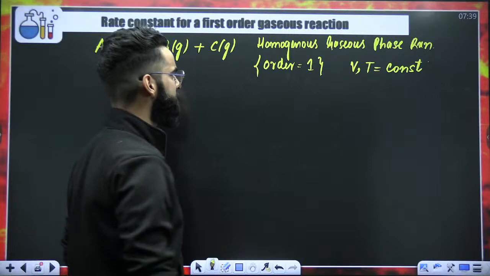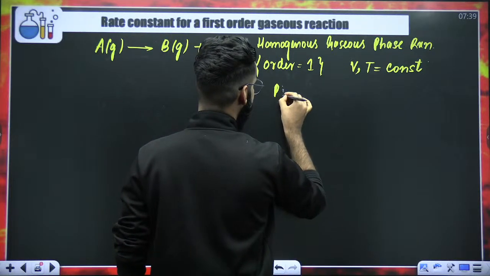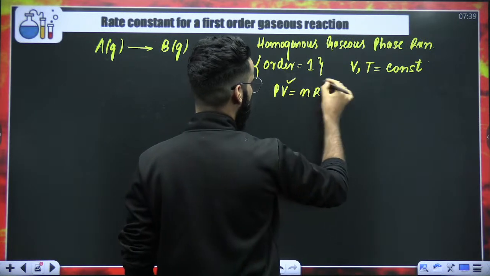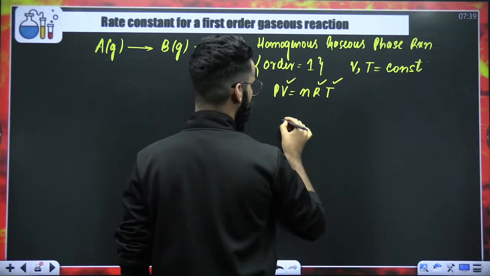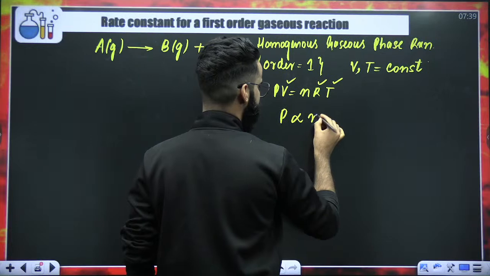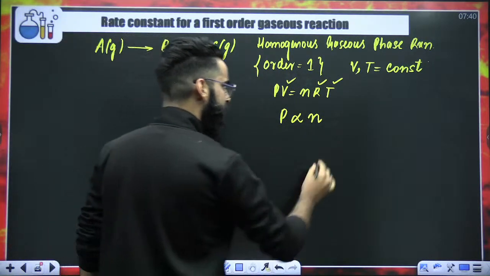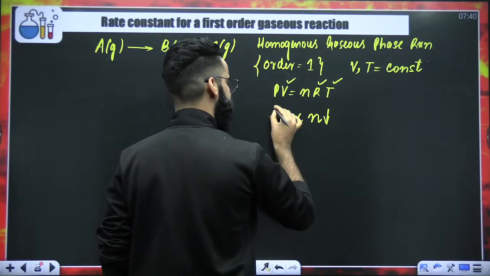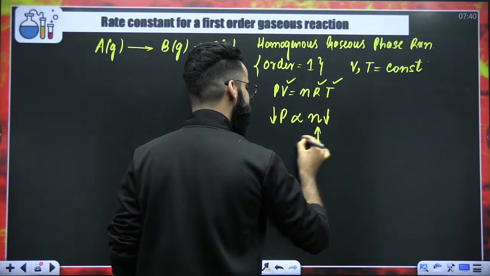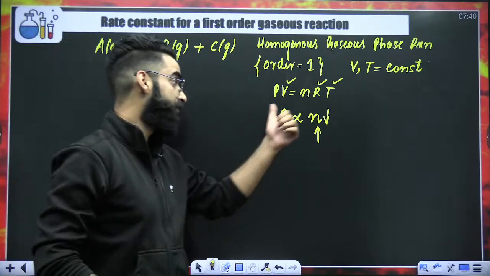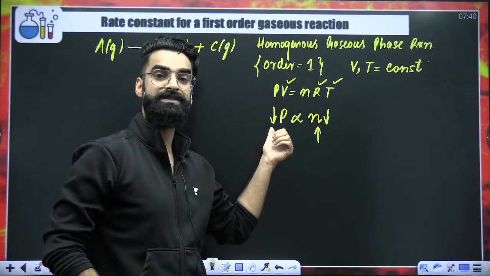Now, my dear students, the ideal gas equation says PV is equal to nRT. I'm keeping volume and temperature constant. R is already constant, so I can say pressure is directly proportional to moles. What does that mean? That means if moles decrease, pressure will decrease. If moles increase, pressure will increase, right?